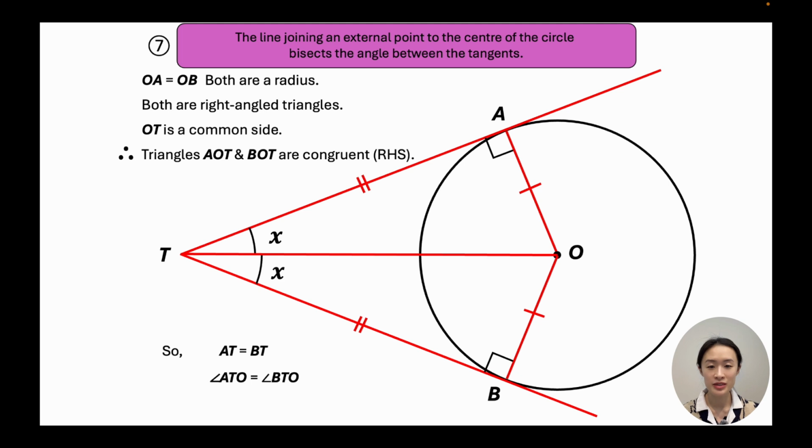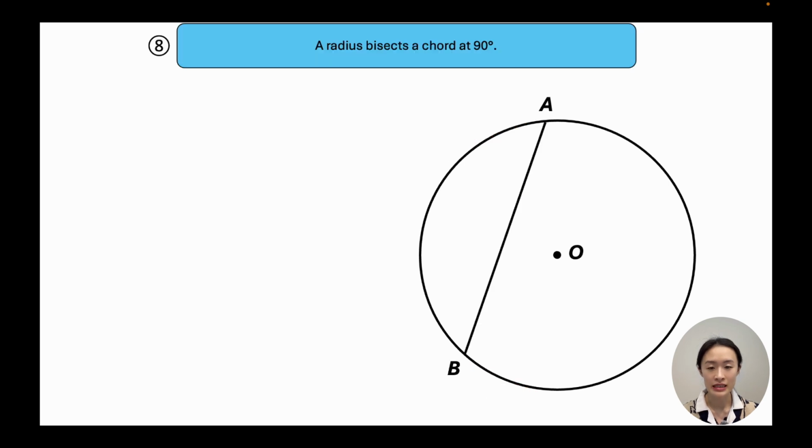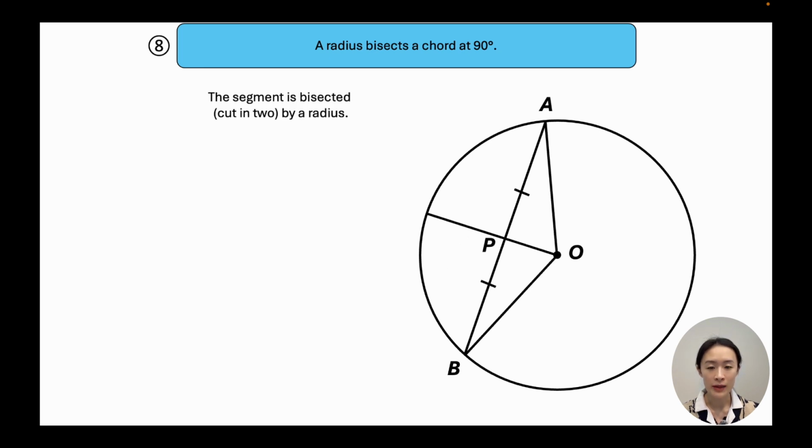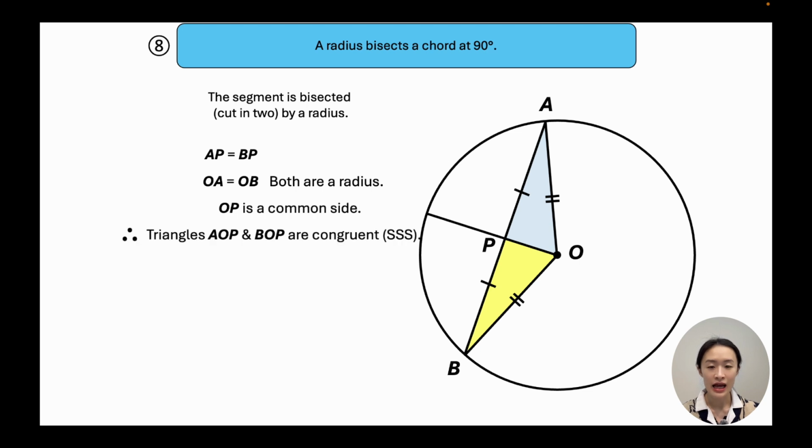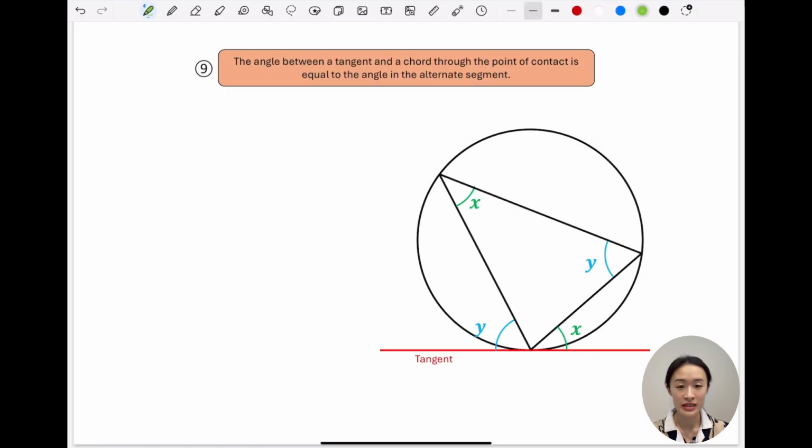Okay, now moving on to the next one. In this theorem, it says that if a radius bisects the chord, it is perpendicular to the chord. Now in the circle, we have AB is a chord of the circle. OP bisects AB. We can prove that these two triangles are congruent by using SSS, and then we can conclude that these two angles are equal. Now, because angles on a straight line add up to 180, therefore x is a half of that, which is 90. Okay, and the final one is the alternate segment theorem.